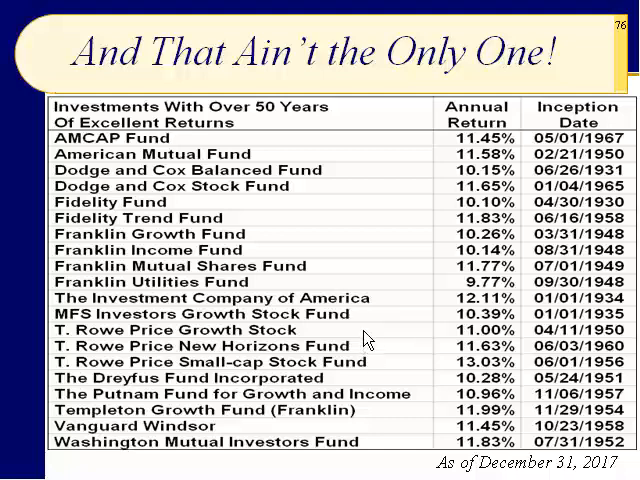T. Rowe Price. I told you about T. Rowe Price. Check them out. They're based in Baltimore. Great company. Dreyfus, Putnam, a venerable old mutual fund company. And then there's a Vanguard fund right there, Vanguard Windsor, and then another American fund, Washington Mutual. So these are all mutual funds that have been around for 50 years or more.